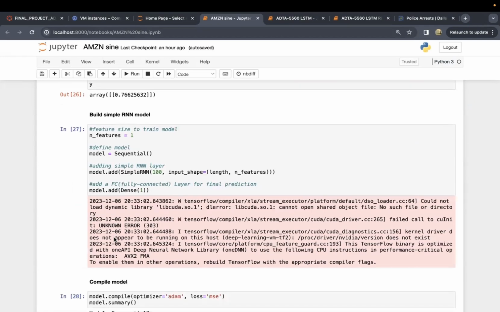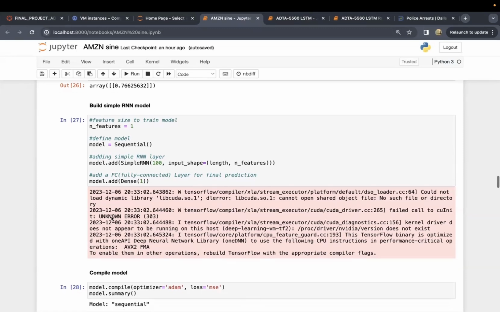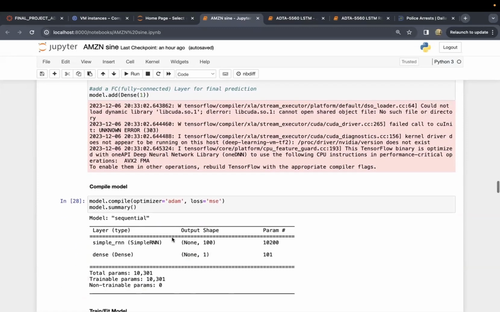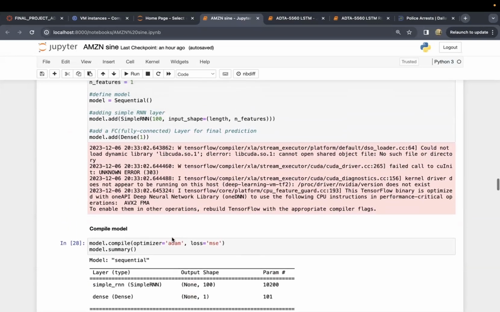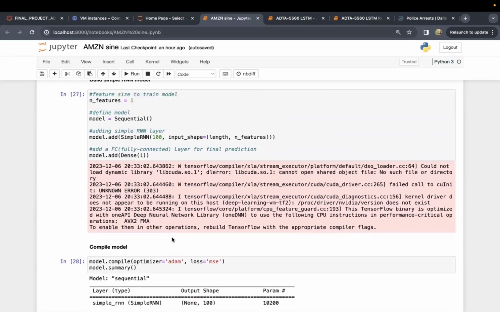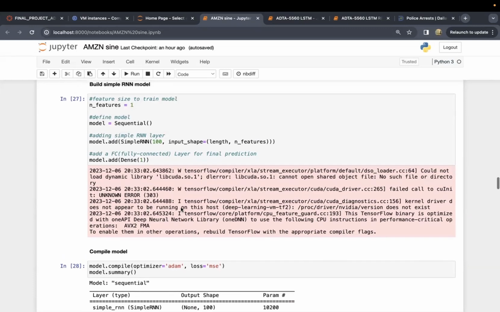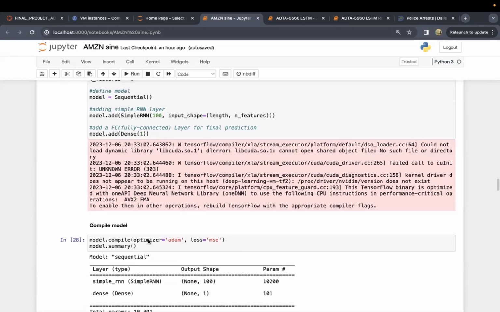So in the build and train section, a two-layer architecture is implemented featuring a simple RNN layer with 82 neurons followed by a fully connected neural network, dense. The sequence length is set to 50, enabling the prediction of the 51st value in the data set. To prepare the model for training, the compilation involves setting the loss function to mean square error and utilizing the Adam optimizer.